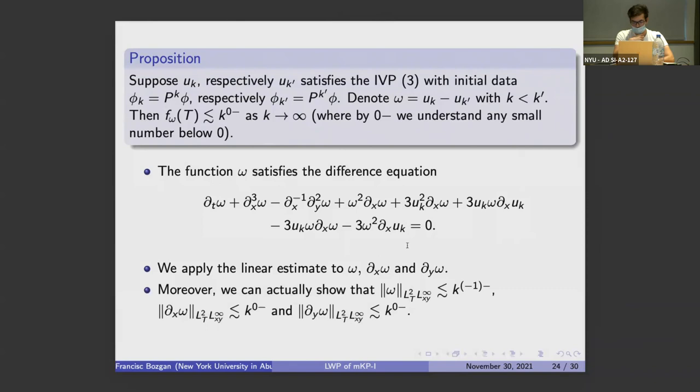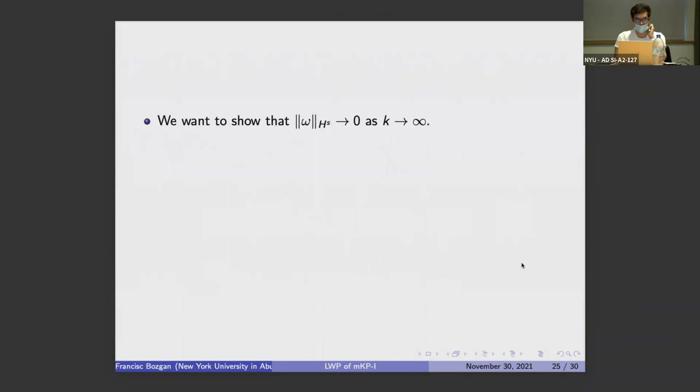So what do we get? We get that the L2 norm in time, L infinity norm in space of omega will decay as k to the minus one minus. And both d/dx of omega and d/dy of omega in the same norms will decay as k to the zero minus. So F_omega of t will decay like that. Now, as I told you, to show continuity in time, we have to show that omega will go to zero in H^s as k goes to infinity.